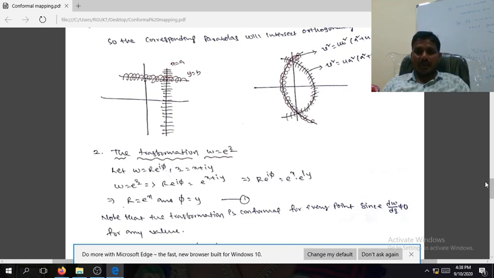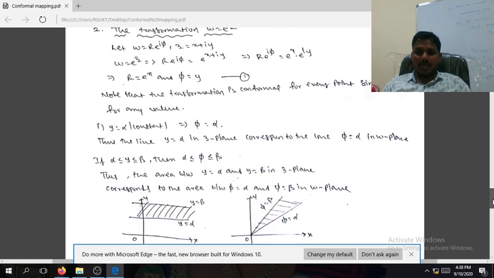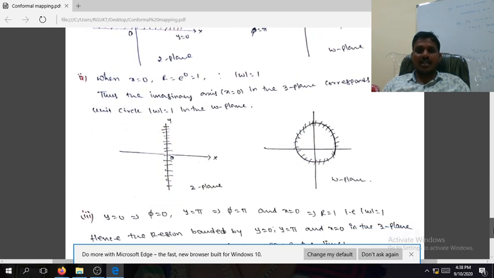Right? I am taking the complete space. So radius 1 means there is a unit circle. X is equal to 0, capital R is equal to 1. So modulus of W is equal to 1, which represents the unit circle. The image of x is equal to 0, that is the y-axis, is a unit circle under the conformal transformation W is equal to e to the power of z.